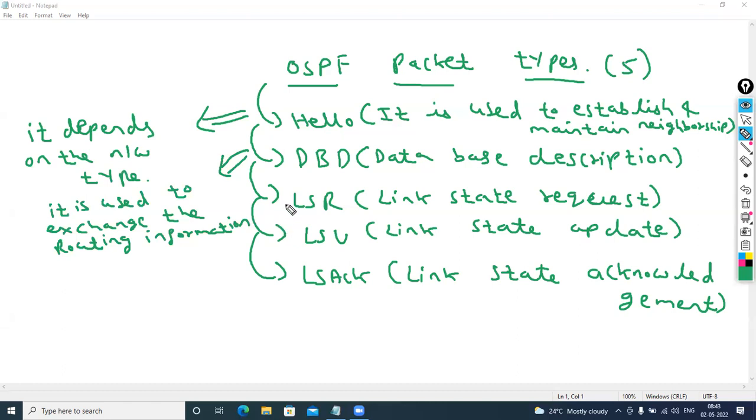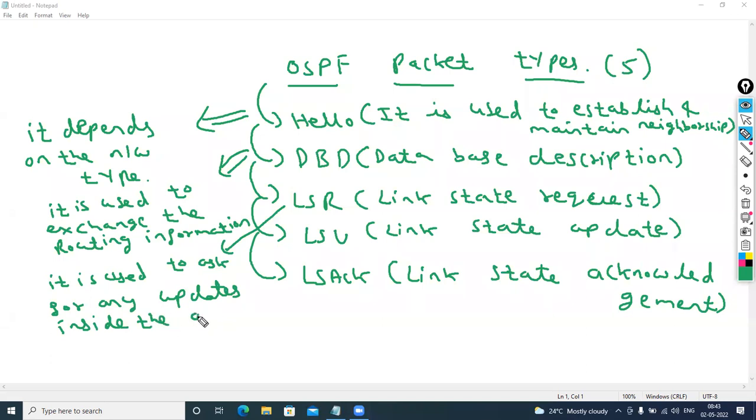So LSR is used to ask for any new updates inside the area. And LSU is sent in response to the LSR.